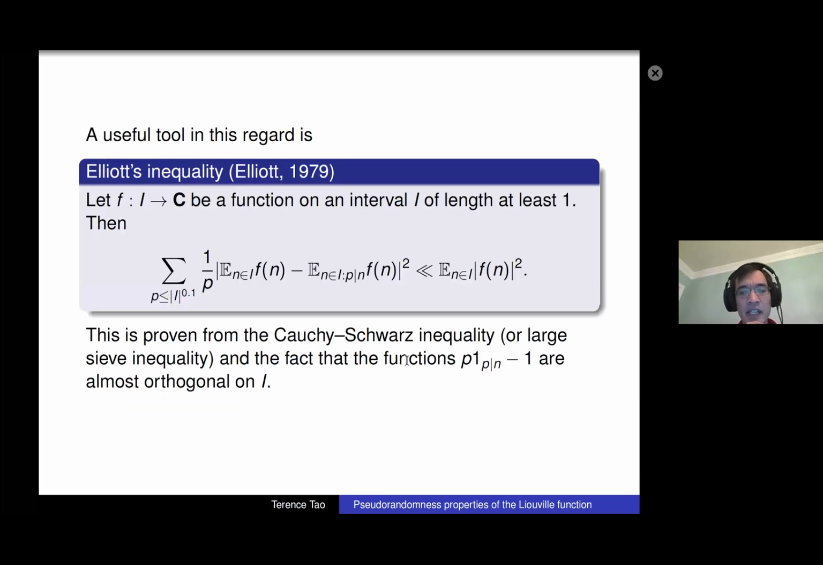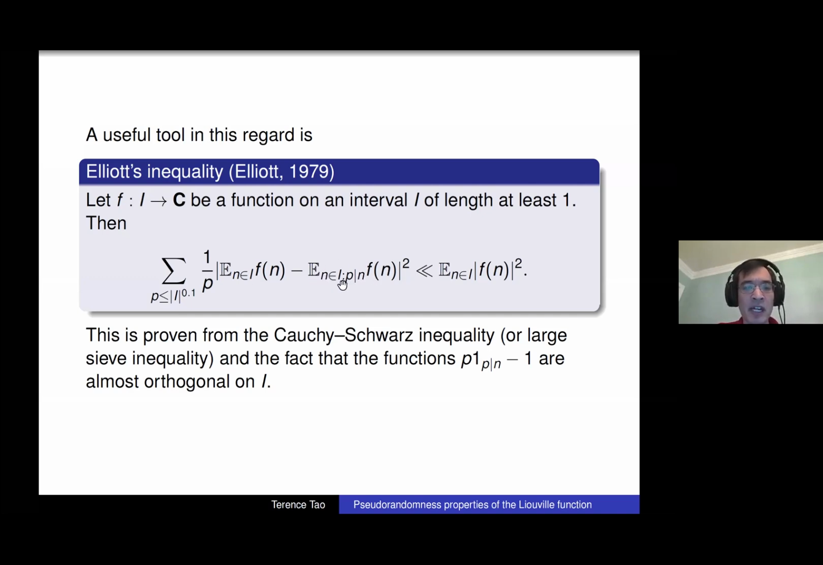for this is a very nice inequality of Elliott from the 70s, and it says the following. Suppose you have some interval I on the integers or on the real numbers of length at least 1, so it contains at least 1 integer, and you take any function you like on this interval, and you study its average, but you also study its average on multiples of primes. So you look at first all the integers inside this interval, but then you sample it. You only take every second integer, or every third integer, or every fifth integer. So for every prime, you look at the elements in your set which are multiples of that prime, and you take the average of f only on that sub-progression.